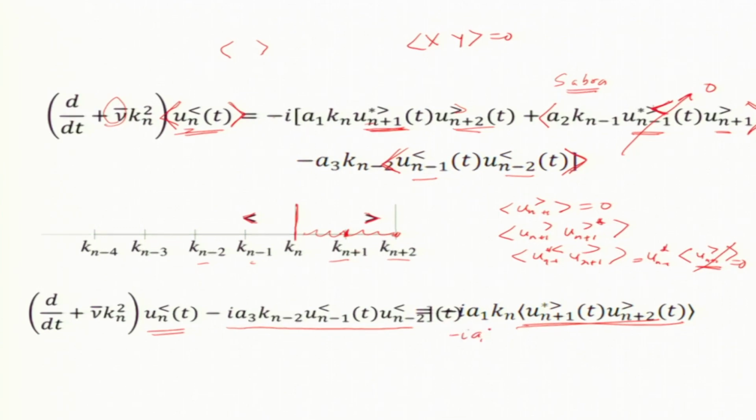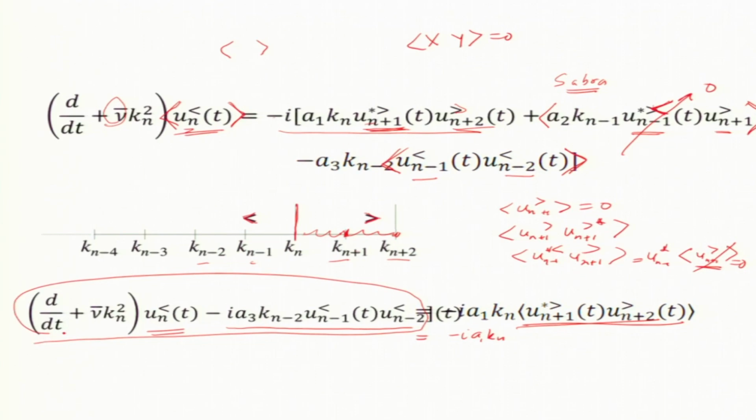So it is minus i a_1 k_n equal to, so I retain it in the right hand side, u_{n+1} greater complex conjugate and u_{n+2}. So my equation in the left is this, equation in the right, this right object, I will compute and show you that this object is some delta nu minus k_n squared u_n less. The right hand side appears like that. This will be of this form. So, what will it do? I can take it to the left hand side, and what is going to happen is nu. So, left hand side one term is nu k_n squared u_n less.